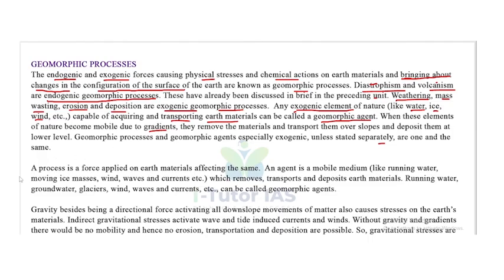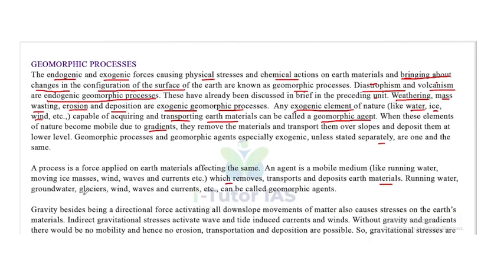Now, a process is a force applied on earth material affecting the same. An agent is a mobile medium, like running water, moving ice masses, wind, waves and currents, etc., which removes, transports and deposits earth material.